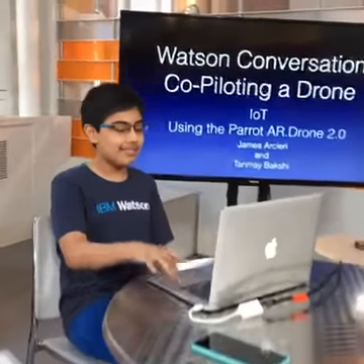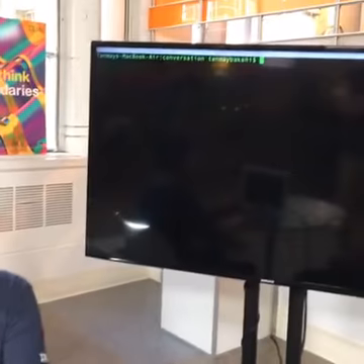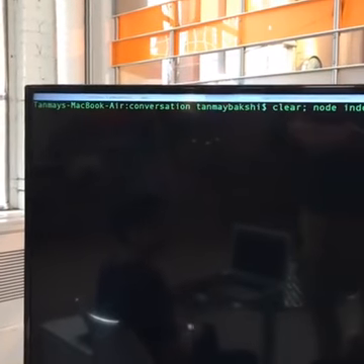Before I explain how it works, I'd like to show everyone a really quick demo. So let's take a quick look at the drone. Can we get the drone into a flight position? As you can see, this is our drone over here, Parrot AR.Drone 2.0. And on the screen behind me, you should be able to see a Node.js application which is able to communicate with Watson Conversation and ask me for input.